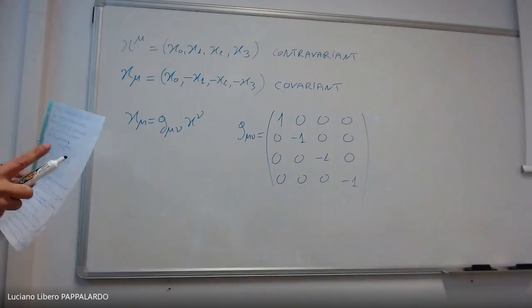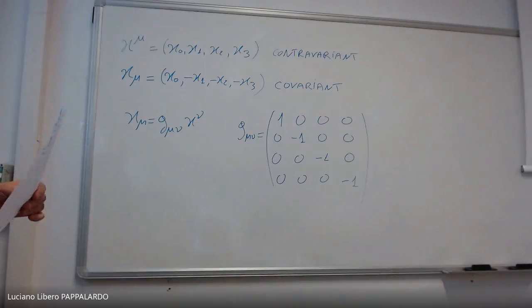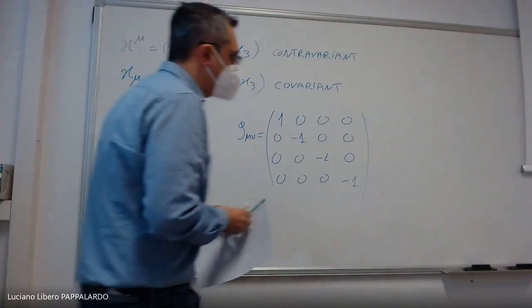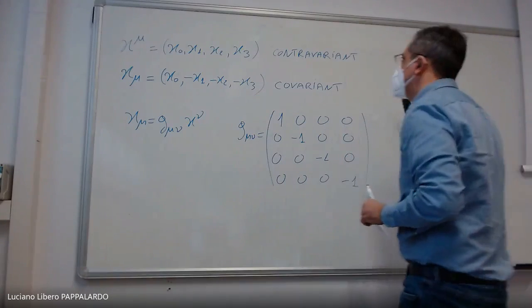Now, this is relevant because you actually need both. You want to define the scalar product of two 4 vectors. So let's define the scalar product and see what the main properties are.